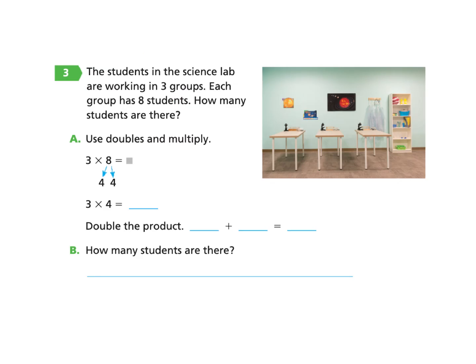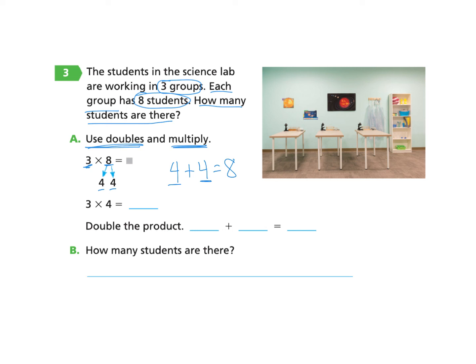Let's take a look at part 3. The students in the science lab are working in 3 groups. Each group has 8 students. How many students are there? And in part A, they ask us to use doubles and multiply. So in this strategy of multiplication, we have the 3 groups of 8 students, and we're taking that 8 and making the fact 4 and 4 because we know that 4 plus 4 makes 8, and 4s would be doubles, and that's a little bit easier to multiply than maybe 8, which is a bigger number.